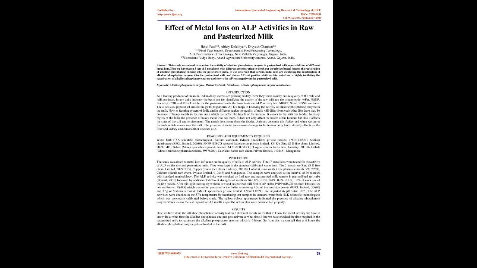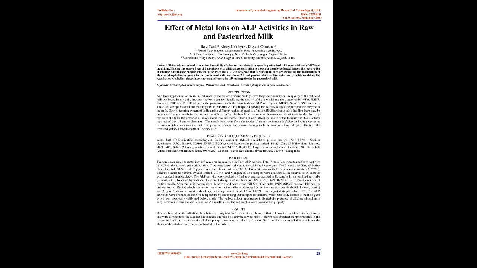Abstract. This study was aimed to examine the activity of alkaline phosphatase enzyme in pasteurized milk upon addition of different metal ions. Here we have taken 5 sets of 5 metal ions with different concentrations to check the effect of metal ions on the reactivation of alkaline phosphatase enzyme in the pasteurized milk. It was observed that certain metal ions exhibit the reactivation of alkaline phosphatase enzyme in the pasteurized milk and show AP test positive, while certain metal ions highly inhibit the reactivation of alkaline phosphatase enzyme and show the AP test negative in the pasteurized milk. Keywords: alkaline phosphatase enzyme, pasteurized milk, metal ions, alkaline phosphatase enzyme reactivation.